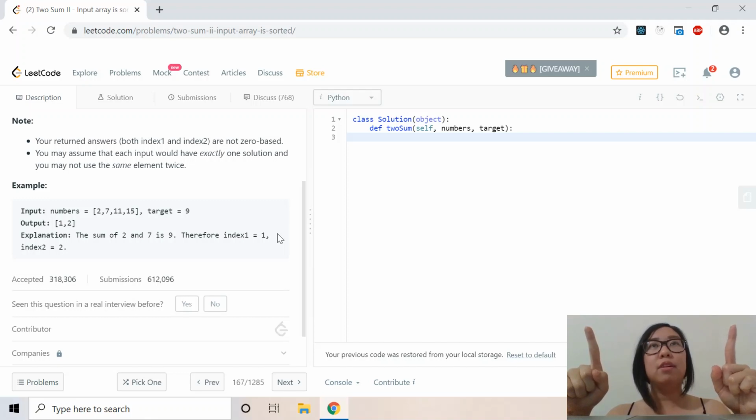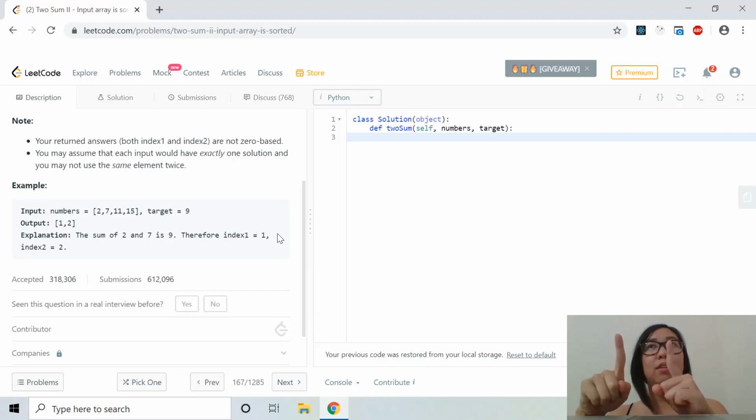So if the sum is less than the target, I would have to move the left pointer inwards, because that means that I have to get a larger number to get the target. And if the sum is greater than the target, then I would have to move the right pointer inwards, because that would mean that I have to find a number that is smaller, to see if I can get the sum.